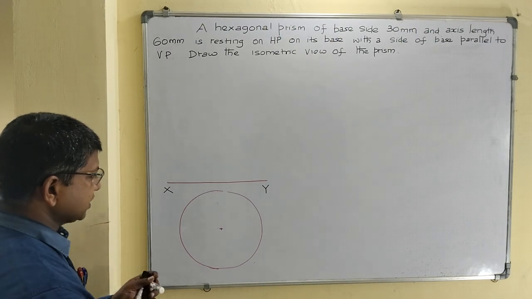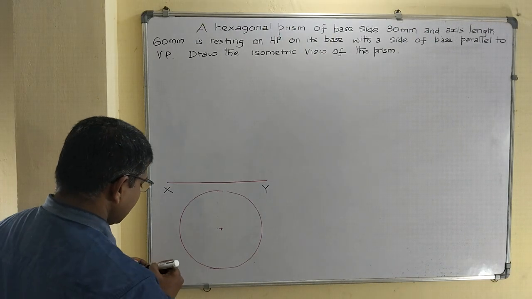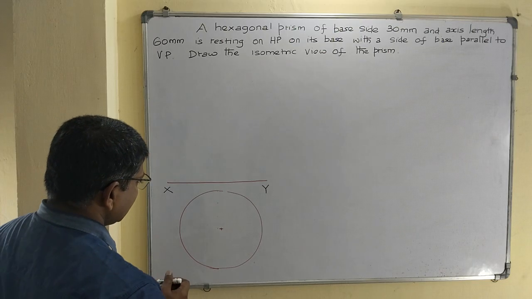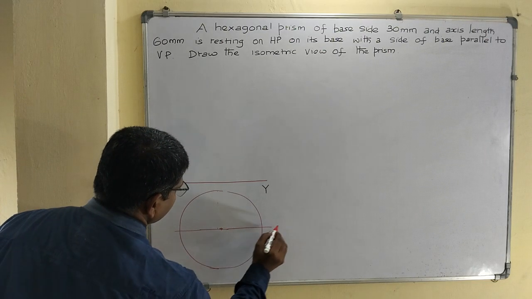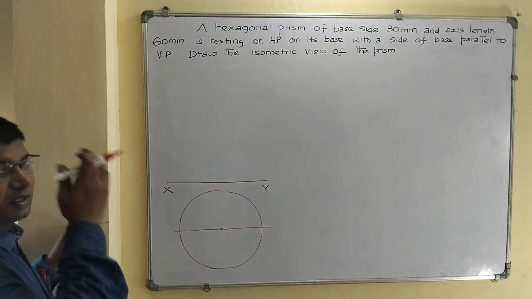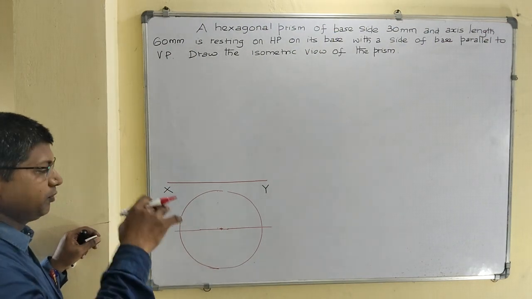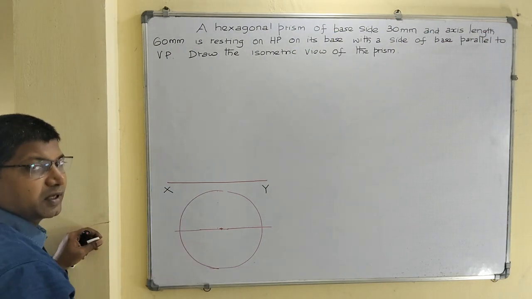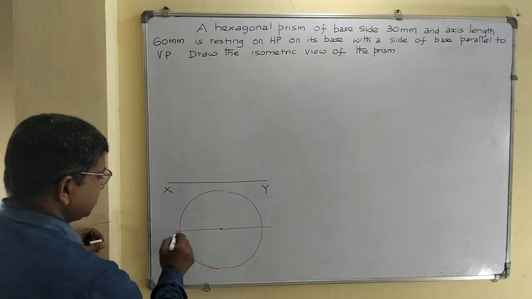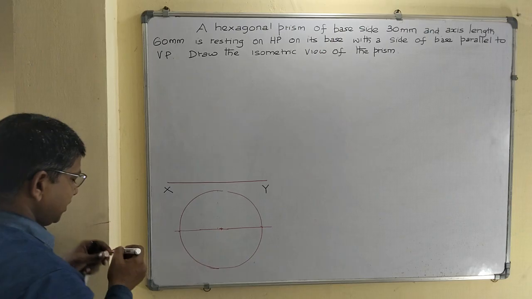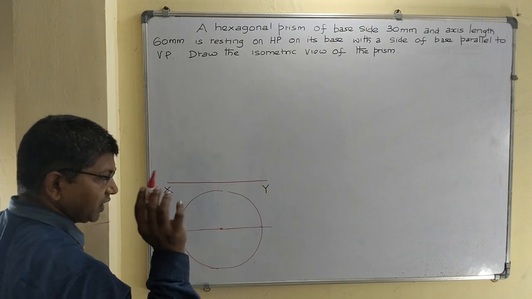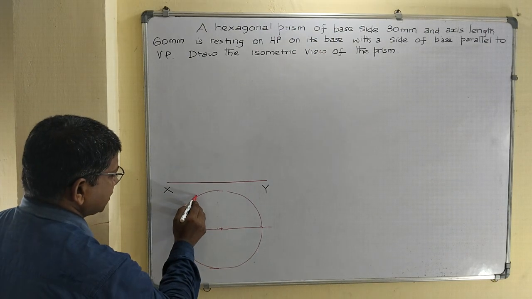draw a horizontal line using a 2H pencil. Suppose the question says two of the base sides are perpendicular to VP, then draw a vertical line. Now, with any one intersecting point of the horizontal line and circle as center, and the same 30 mm as radius, draw the arc on both sides.